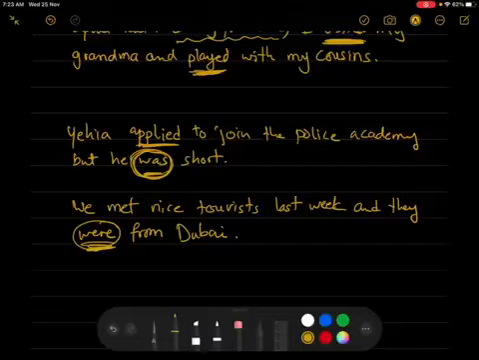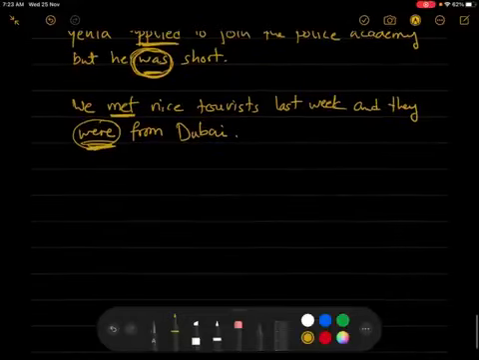They are still, in fact, they are still from Dubai. In fact, that is a fact even in the present. Okay? But I used were, not are, because that is related to a situation in the past in which we met them. That's why we say we met nice tourists last week and they were from Dubai, not they are from Dubai. Take care of this on the exam day. Okay?